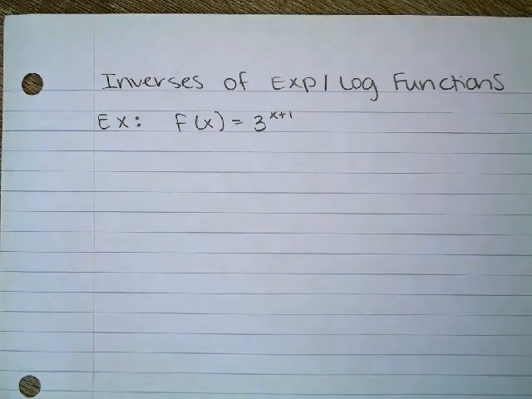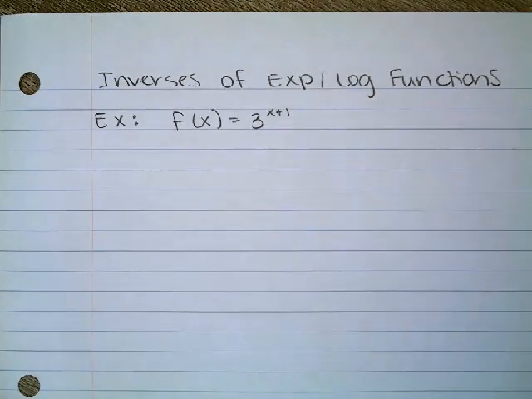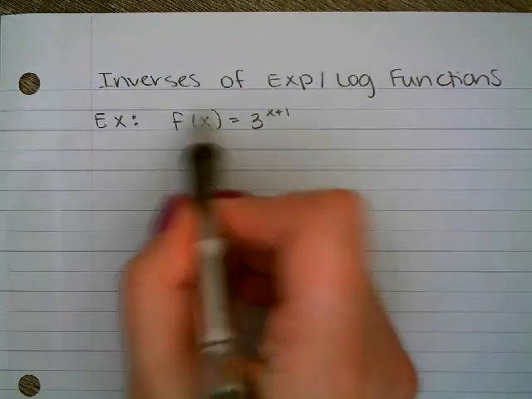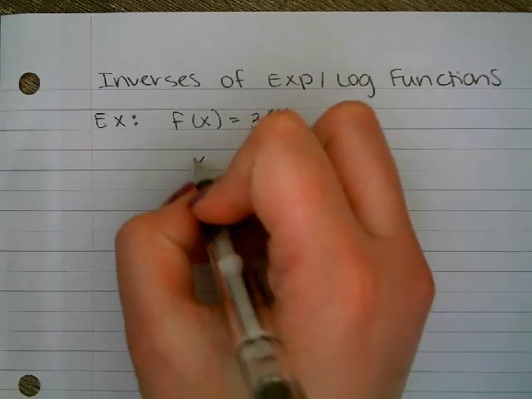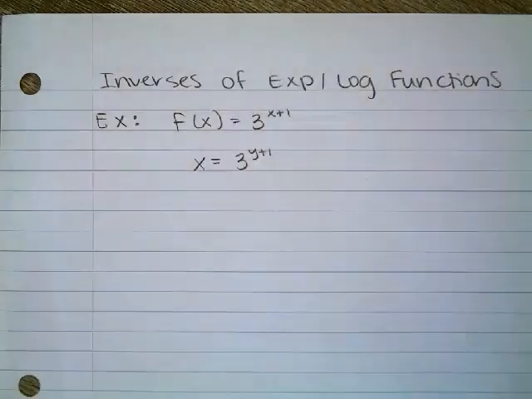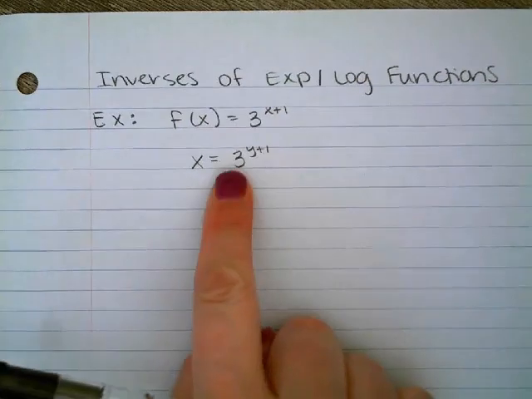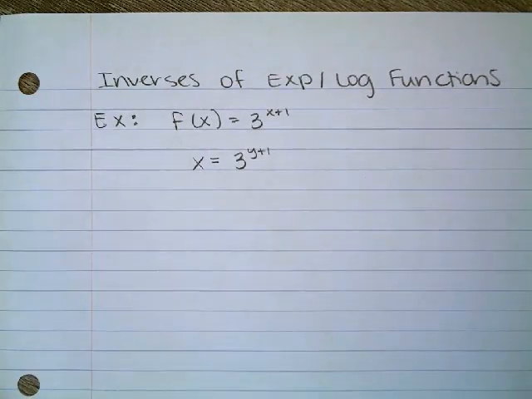If you recall, when you are finding the inverse of a function, the very first thing you do is trade the x and the y value. f of x is just another way of saying y. So the first thing I'm going to do is say x equals 3 to the y plus 1. And technically at this point we have found the inverse. This is the inverse, but nobody writes inverses that way.